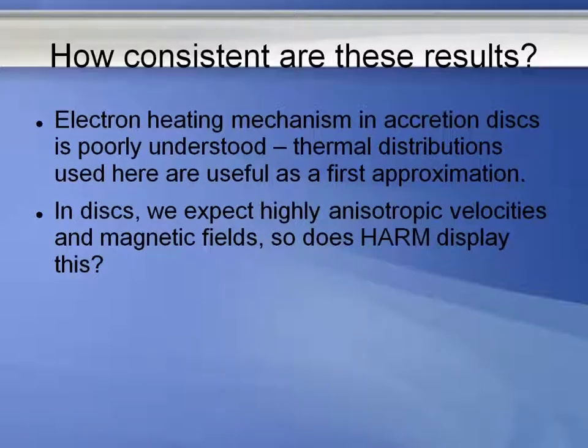And secondly, what really stood out to me was that in accretion disks, we're dealing with extremely energetic phenomena. And the magnetic fields and velocities in that case are going to be highly anisotropic. That is, magnetic field strength will not be the same in each direction. We can't assume that plasma is flowing at the same velocity in each direction. And so we have to ask ourselves, does Harm show the anisotropy of these parameters as well?